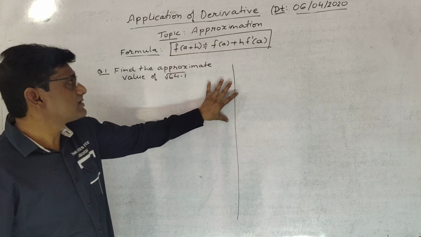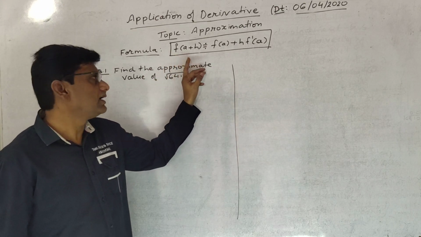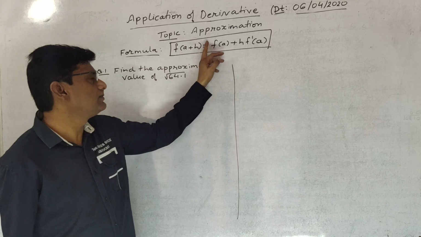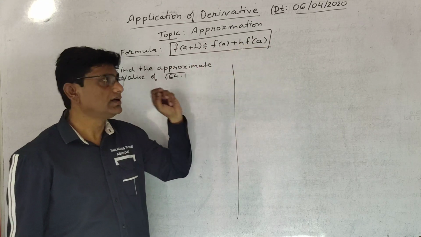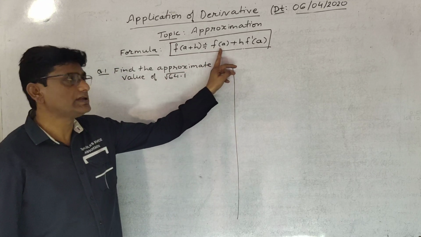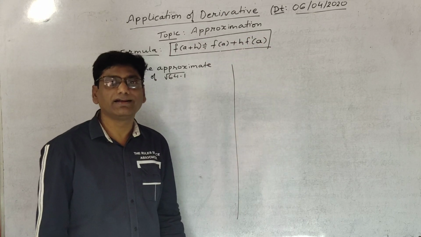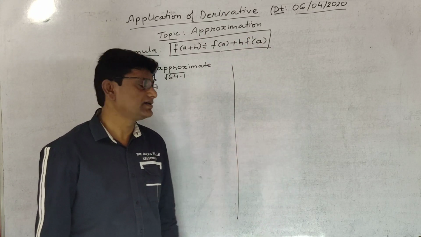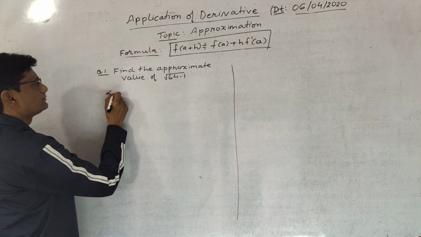ये approximation chapter है. इसमें जो formula यूज कर रहे हैं हम लोग वो है f of a plus h is approximately equal to f of a plus h f dash of a. So we have to get these terms. ये हमको चाहिए f of a चाहिए, h चाहिए and f dash of a चाहिए. तो how we will get that and how we will solve? Let's start it. Here solution.